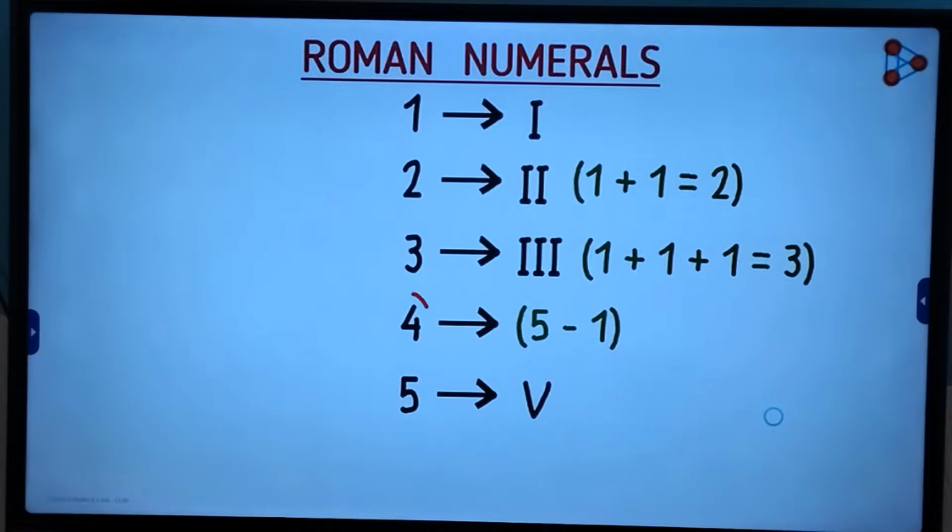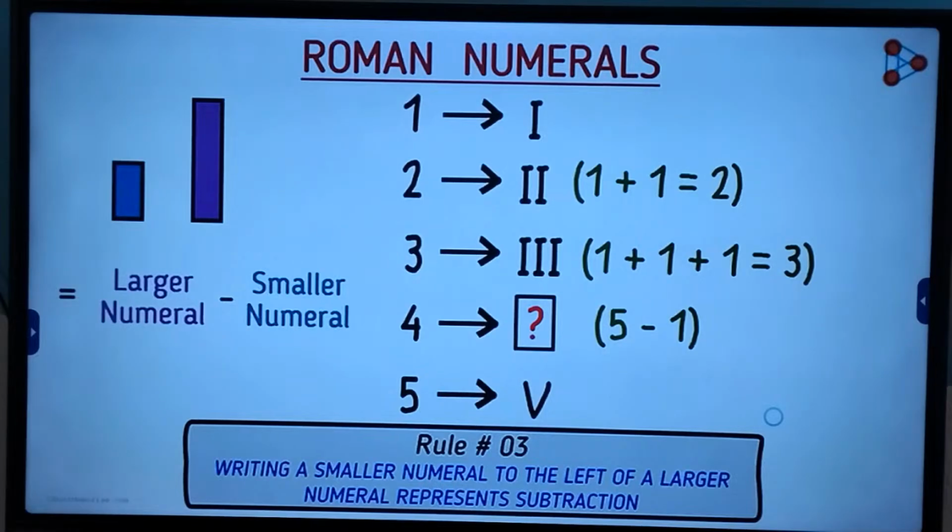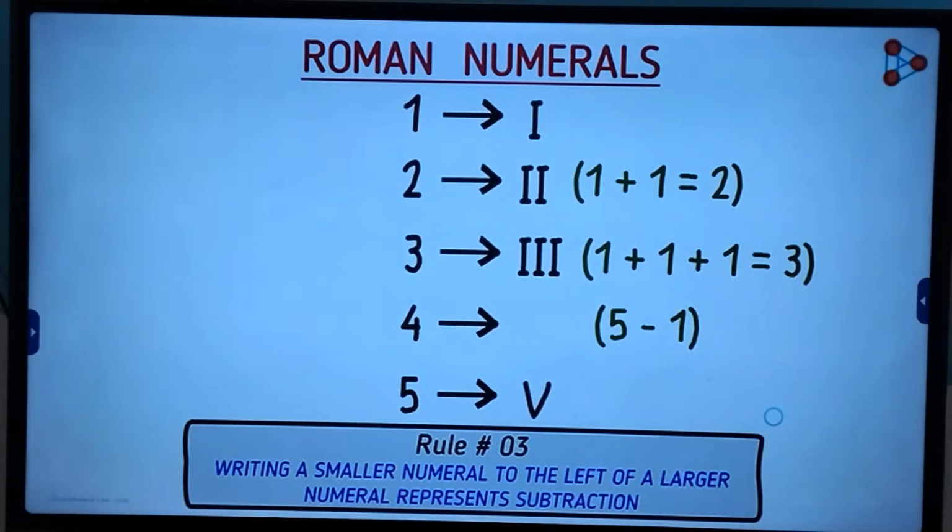Earlier, I said that we can represent 4 as 5 minus 1. But how do we write it in the Roman numeral system? We will do that with the help of the next rule. According to it, writing a smaller numeral to the left of a larger numeral represents subtraction. Read it well. If we write a smaller numeral to the left of a larger numeral, then the result will be larger minus the smaller numeral. So if we write the symbol of numeral 1 to the left of numeral 5, then what will we represent? Correct. It will represent the subtraction of smaller numeral 1 from the larger numeral 5.